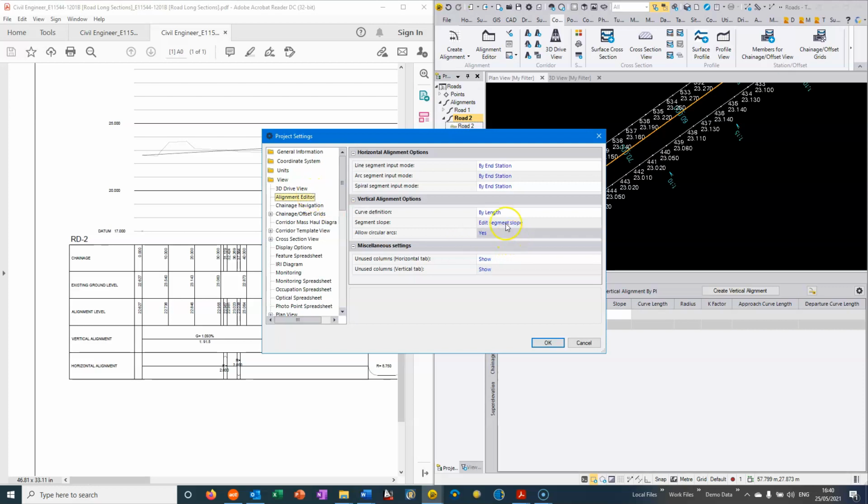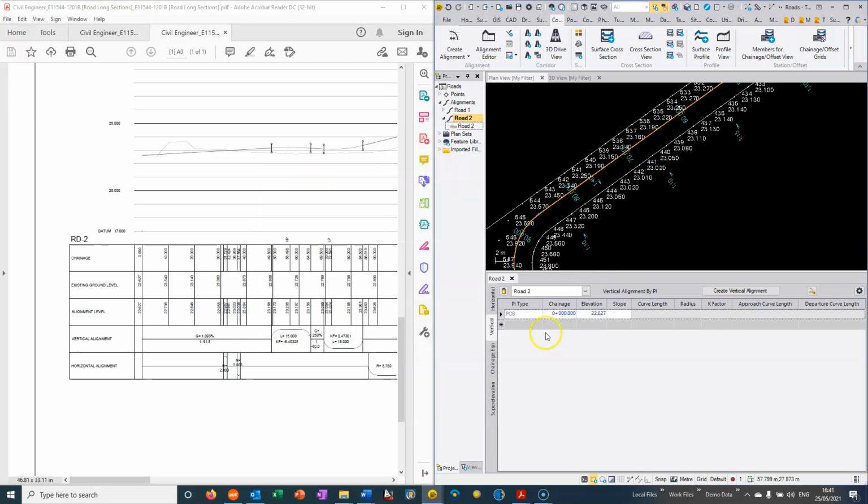So in the alignment editor, we can see that I've changed it to by curve definition by length, and you'll see why I like the segment slope to be the key information that we key into the road. So point beginning, chainage 0, elevation 22.65.